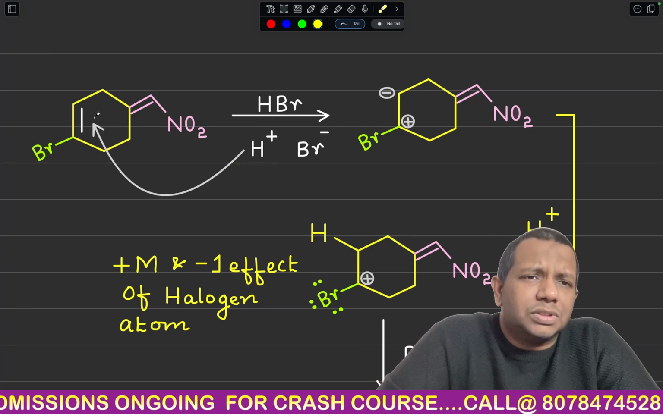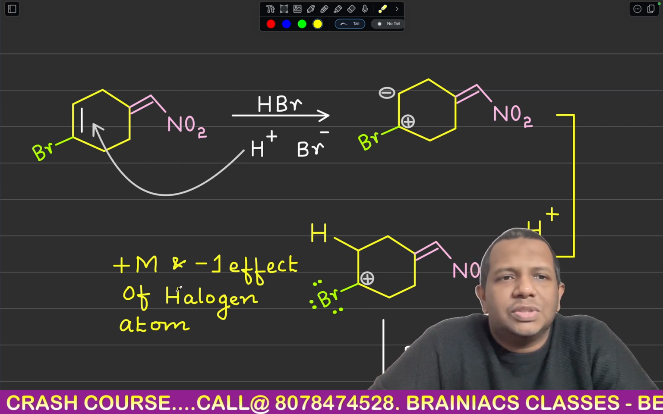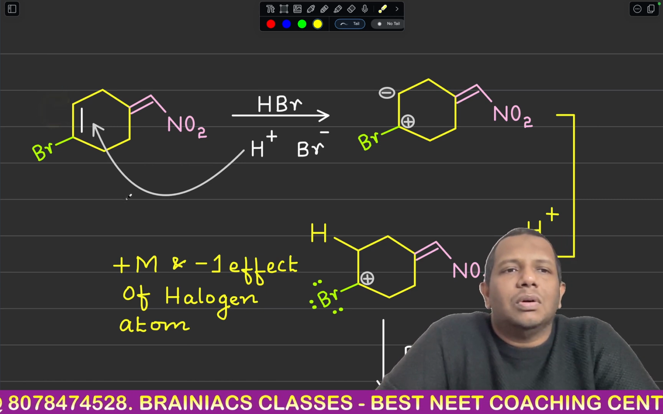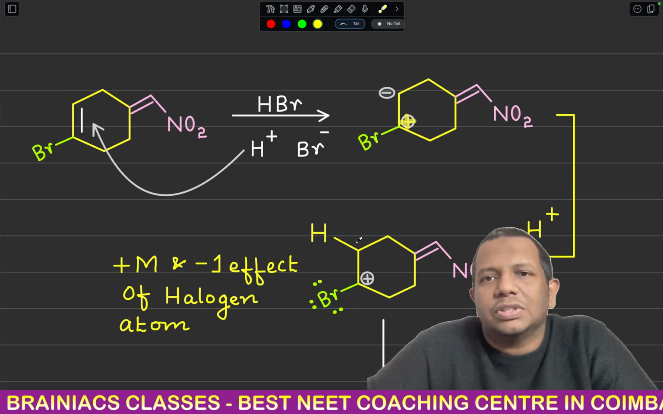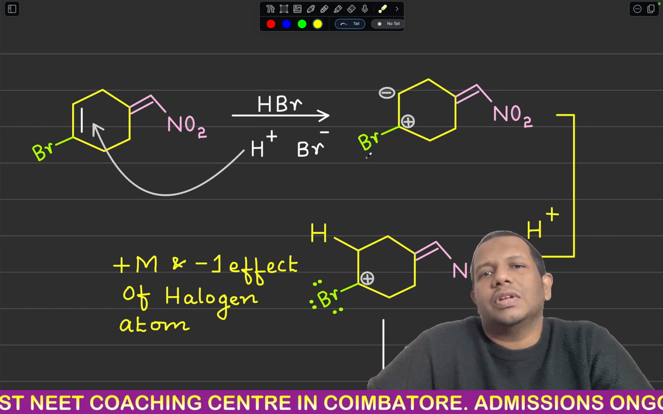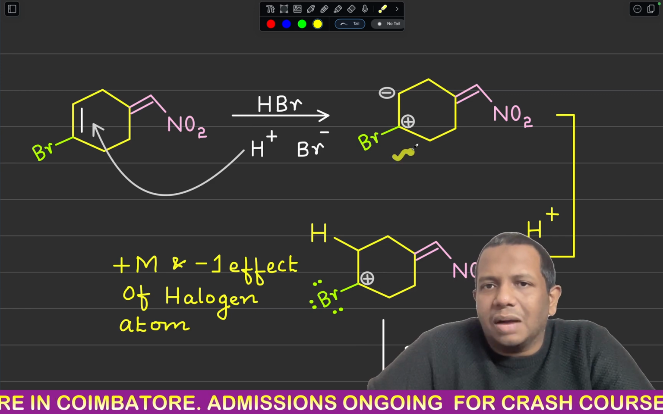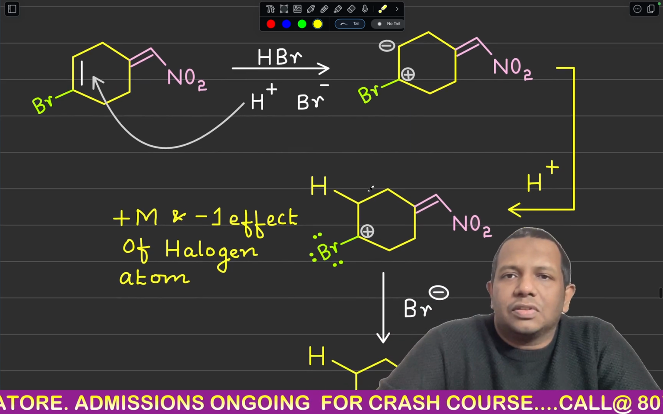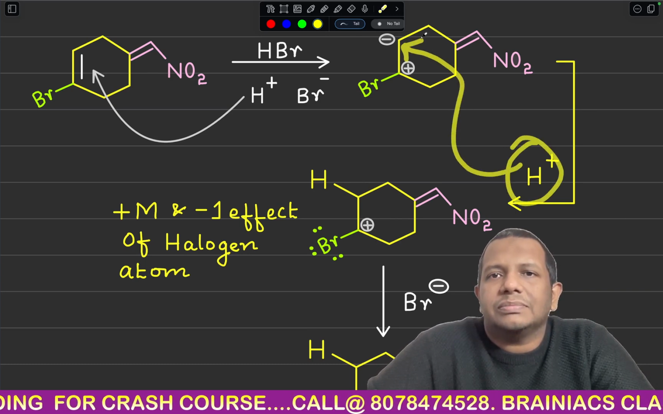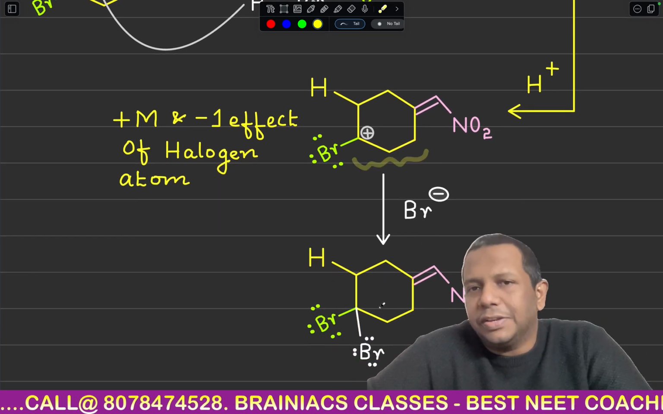So what will happen, sir? When H plus approaches this pi bond, the pi bond will undergo polarization. A question comes: in which way will it polarize? I can easily say it will polarize in this direction. Why? Because when positive charge comes here, the bromine atom, which has a total of 3 lone pairs of electrons, can enter into resonance with this positive charge, making this carbocation stable. In the next step, the H plus will attack the negative charge over here. So you will get a compound like this. This is my carbocation intermediate.